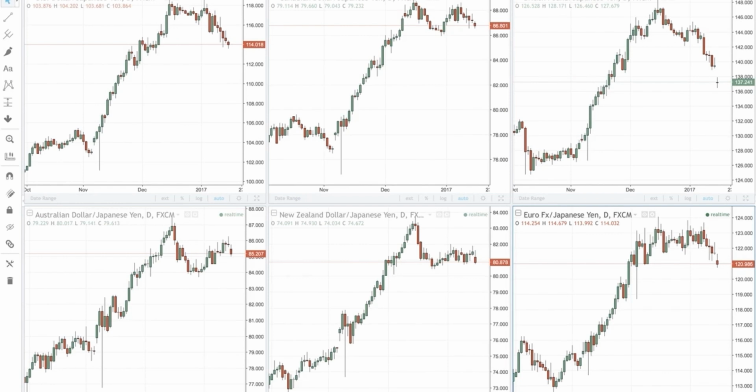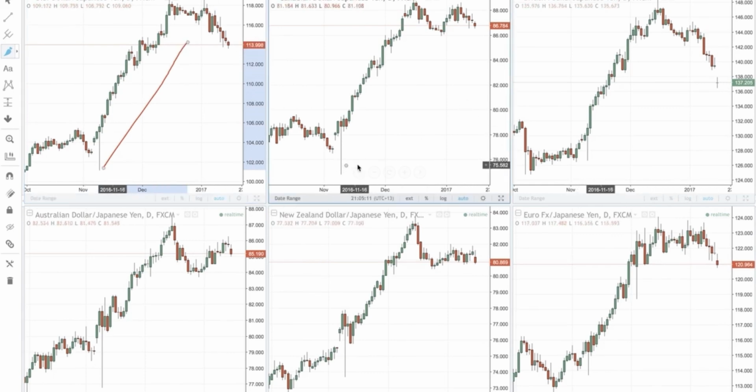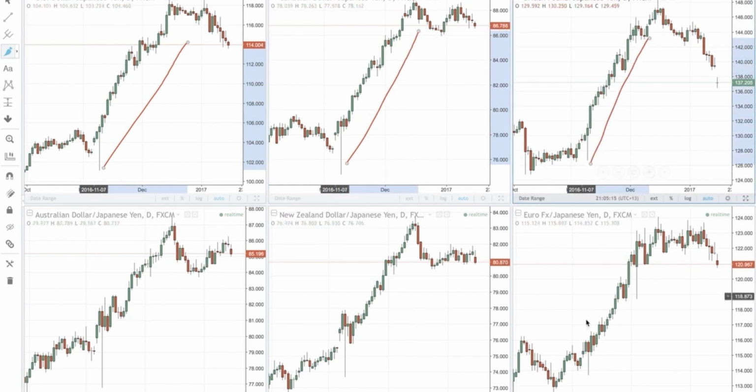All right, in this particular case, we're looking at the Japanese yen pairs. You can see they're all Japanese yen pairs. And in these pairs, from November to December, for the longest time, we've had Japanese yen weakness across the board.